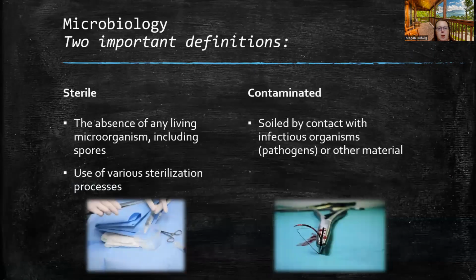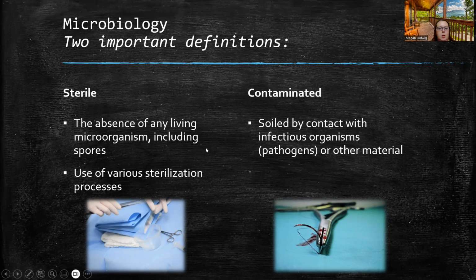Okay, so when we're talking about micro, there are two important definitions you have to remember. Sterile means the absence of any living microorganism, including spores. So if you have an inanimate surface like an instrument, there cannot be a single living microorganism on that, including a spore. Spores are like the harder version of bacteria to kill. So you have to get rid of even the hardest thing to kill. Otherwise, it could still cause a disease in patients.